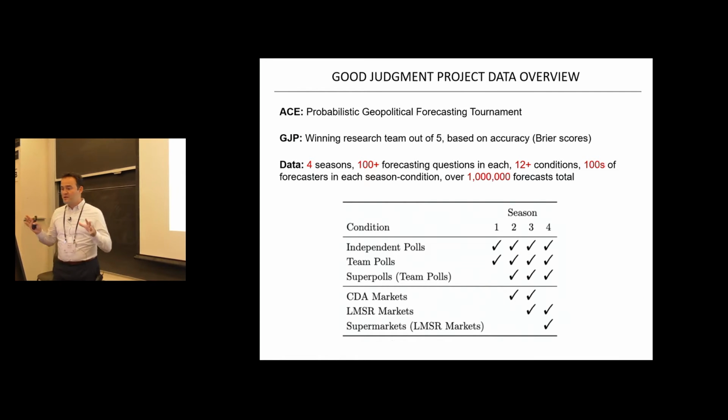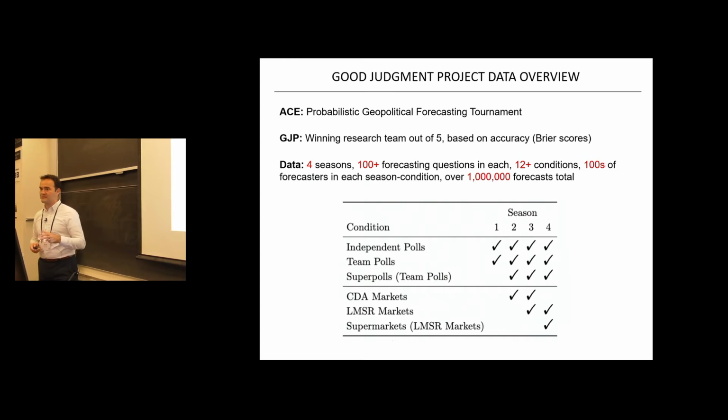So the Good Judgment Project was one of the research teams of the IARPA ACE prediction tournament. It lasted for 4 years, or 4 seasons. We were the only surviving team after 2 years of the tournament because our team produced more accurate forecasts than the other teams. Each season had over 100 forecasting questions. We had many different conditions, and I'll be talking about a couple of selected conditions out of that. We had hundreds of forecasters in each condition and over 1 million forecasts over the 4 years.